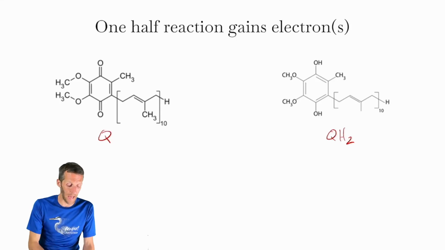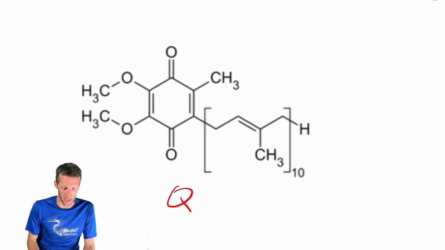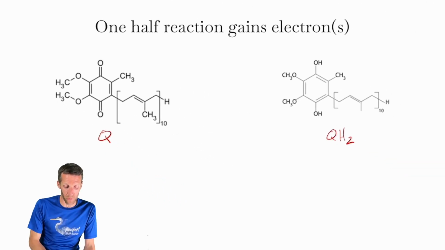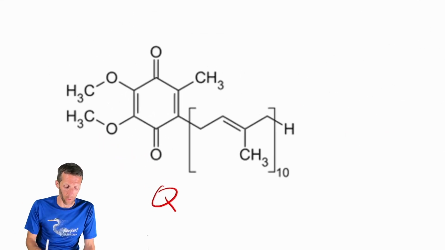Let's convince ourselves that that's true. So I'm just going to count now with numbers here. The bonds, actually, let's zoom back out. The difference between Q and QH2 is all in this ring structure, right? So we're going to count the bonds in that ring structure, and that will tell us about the electrons.